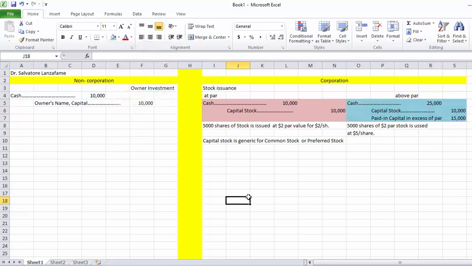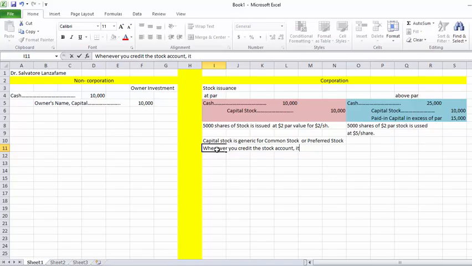Okay. So notice in both cases, capital stock was credited and capital stock was recorded at par. So let's put that here. Whenever you credit the stock account, it must be recorded at the par value.